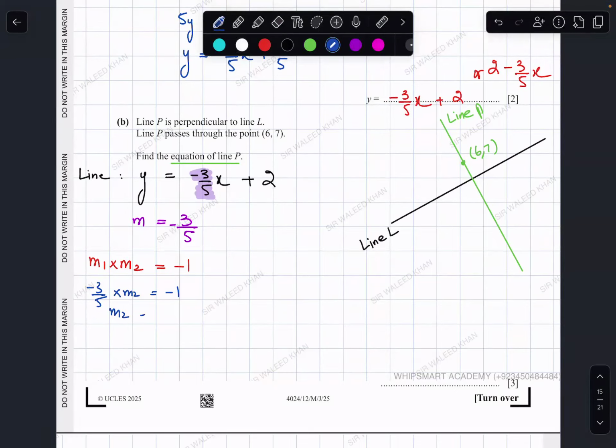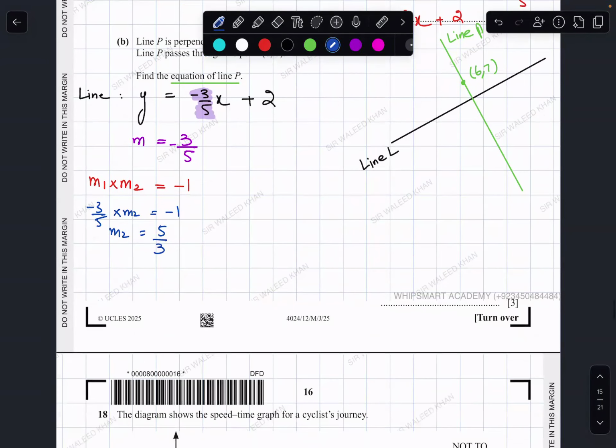So M2 is negative 5 by negative 3, that is 5 by 3. Okay. Now, to figure out the equation, I need two things. Y minus y1 is equal to m into x minus x1. I need the gradient, which I just found. And apart from that, I need one more thing that is called the point on line, which is x1, y1.